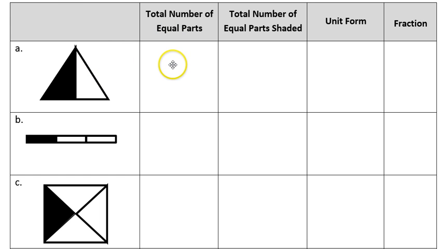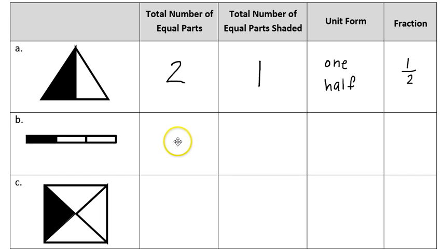So for my triangle, I have 2 pieces that make up the whole. Then I have to write how many pieces are shaded. So one of those pieces is shaded. In unit form, we would call that fraction 1/2. And as a fraction, we would put 1/2. The bottom number, or the denominator, tells me how many pieces make up the whole. The numerator, which is the top number, tells me how many are shaded.